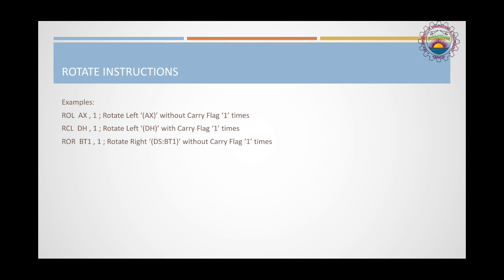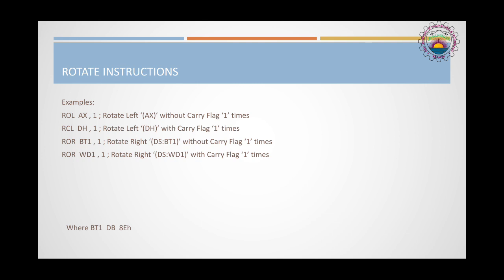Now ROR BT1, 1, and BT1 is a byte within the data segment that has 8E data stored at the BT1 location. So that 8E hex will be rotated right without carry flag one time in the ALU of the processor, and the result will be stored back to memory at location BT1 within the data segment as a byte. So that is a right rotation on memory one time.